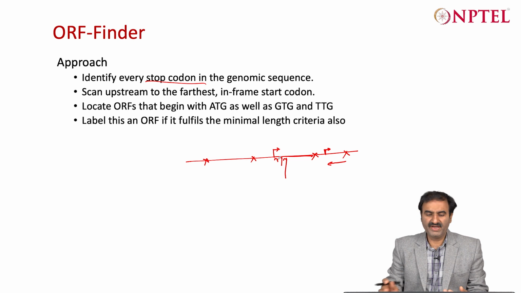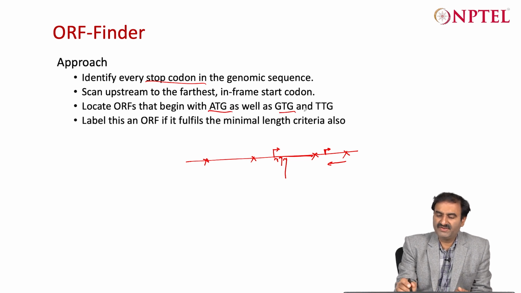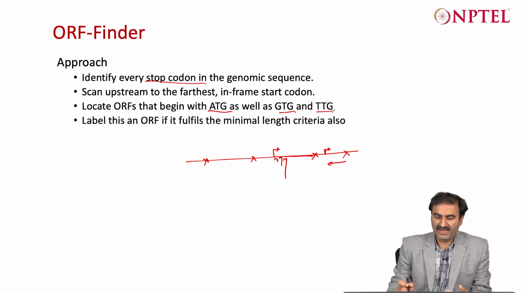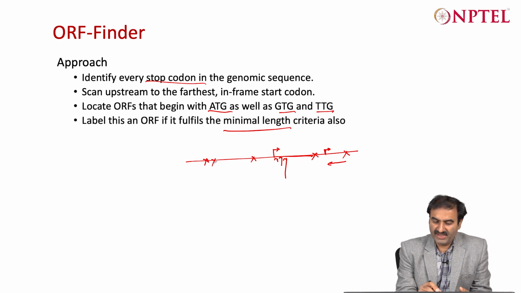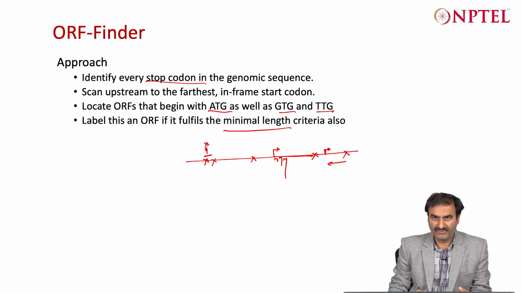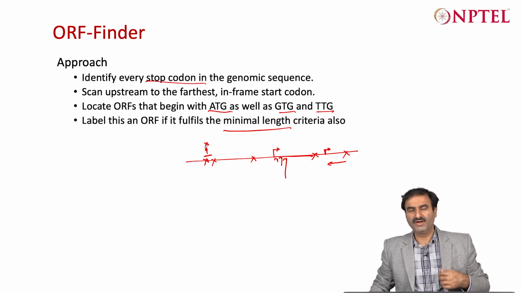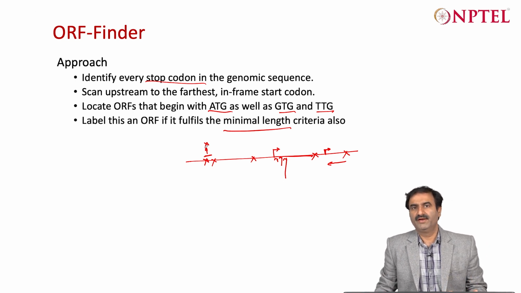Generally it looks for ATG, but GTG and TTG are also possible. You can see about 95% use ATG as the start codon, but GTG 4% or TTG 1% in the prokaryotic genome also, right? And there is a concept of minimal length: it could be that there are two stop codons very near to each other, so this region cannot be an ORF because it is not long enough to code for a relevant protein.